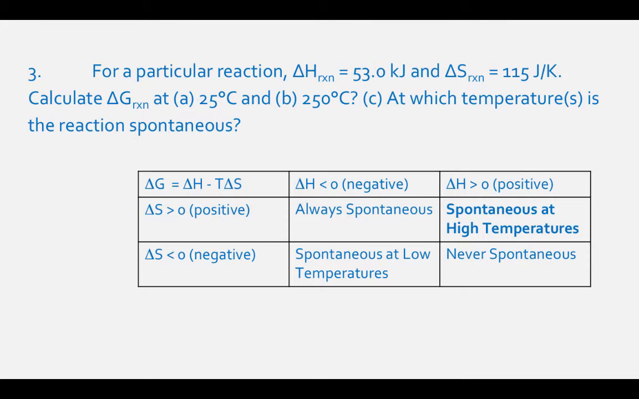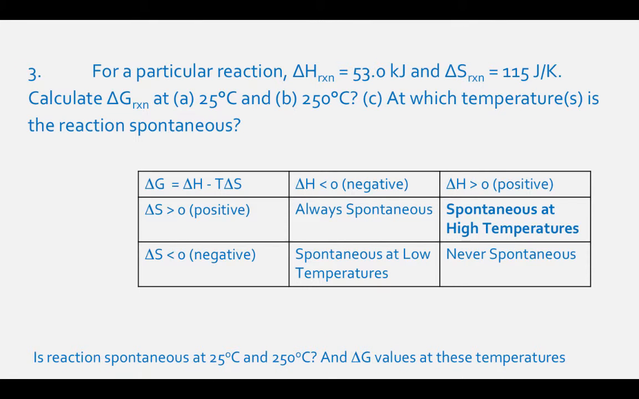But first, let's analyze the different scenarios they give us with the table we developed before for the signs of these variables. Since both delta H of the reaction and delta S of the reaction are positive, we need to look at the line of the table where both are positive. This line tells us that this reaction is sometimes spontaneous, and it will be spontaneous at high temperatures. So we need to determine if this reaction is spontaneous at 25 degrees Celsius or at 250 degrees Celsius, and what the values of delta G are at these temperatures.